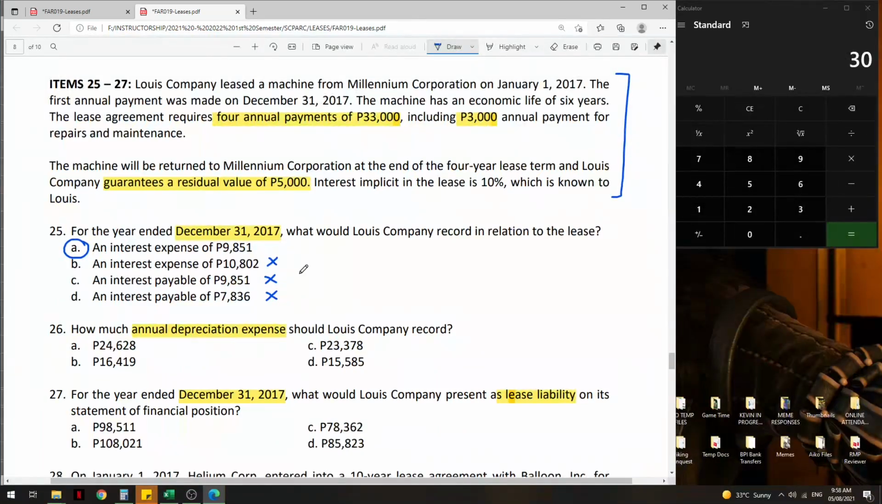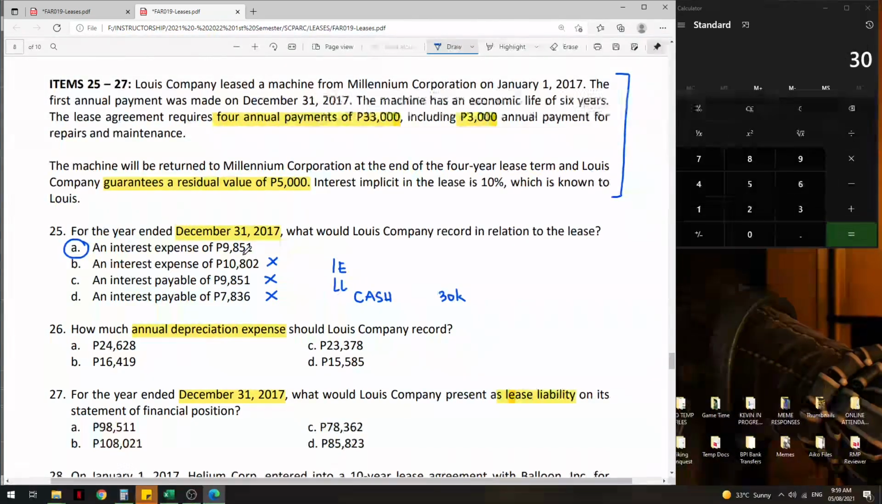So ang entry natin po parang ganito. Interest expense for the amount of 9,851, tapos lease liability for the amount of amortization, tapos credit tayo cash. Ito ang magiging entry natin on December 31, 2017 when we settle our first payment of 30,000 related to our lease payments. Yung 3,000 isa-separate mo yon. Debit ka, executory cost, or utilities expense, credit cash 3,000.